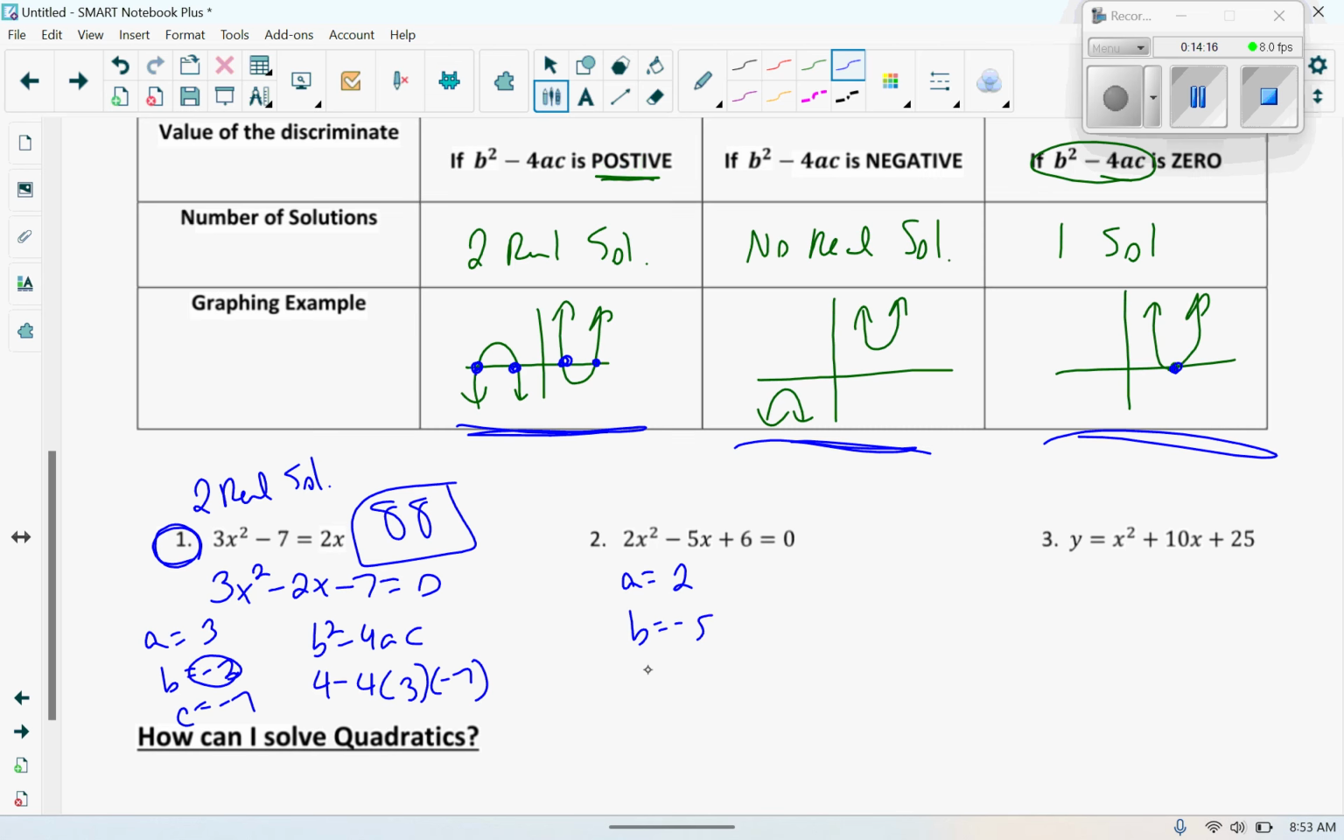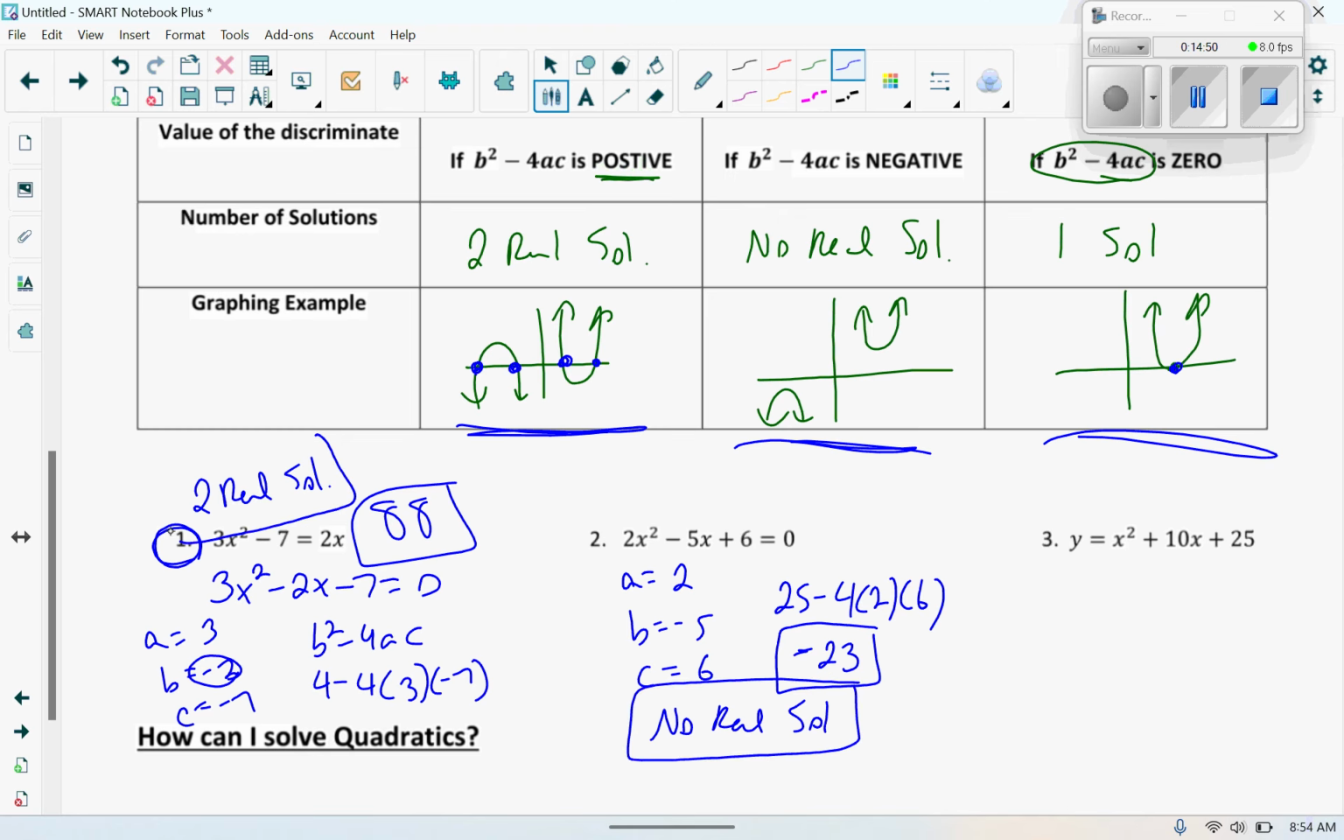So if a is 2, b is negative 5, c is 6, I'm going to do, let's see, 25, right? b squared minus 4ac. So 25 minus 4 times 2 times 6 is negative 23. Okay, so this is my discriminant. And then it'll say, describe the number or type of solutions. So I'm going to say no real solutions. So both of these are going to be part of your answer.